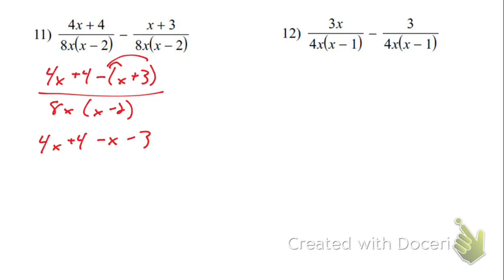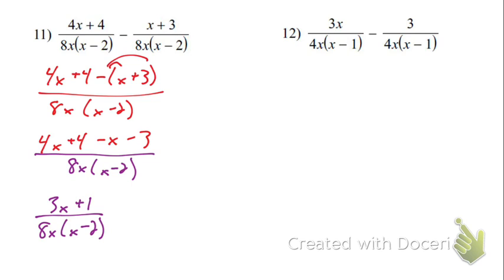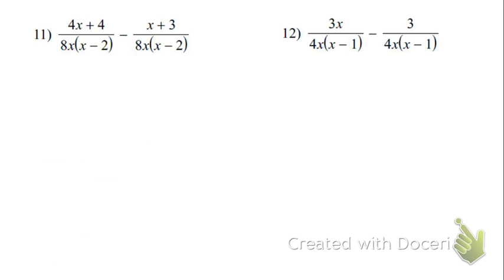So that means I end up with, I'll rewrite this. So this is the same thing as 3x plus 1 is my new numerator over 8x times (x minus 2). Nothing goes away. That's it. All right. Let's see where I'm at.